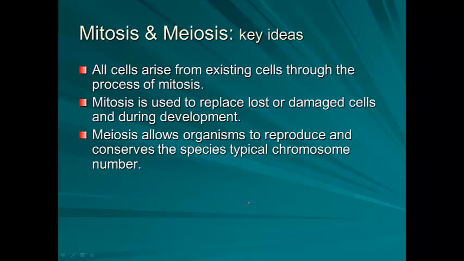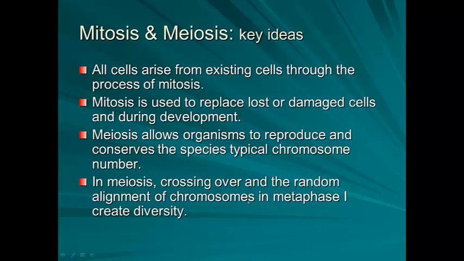Meiosis makes gametes, so this allows organisms to undergo sexual reproduction, and the series of duplications and divisions that happen within this process allows the species to conserve their chromosome number, which is important if you want to make a baby that actually functions. They have to have the correct number of chromosomes to do that. In meiosis, we get this diversity through crossing over and random alignment of chromosomes in metaphase 1.